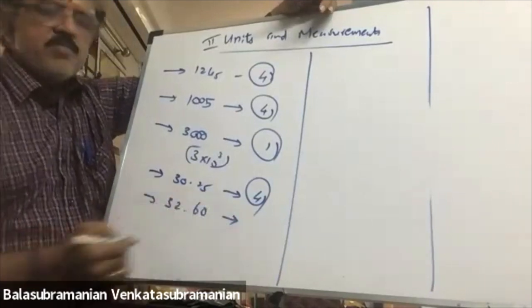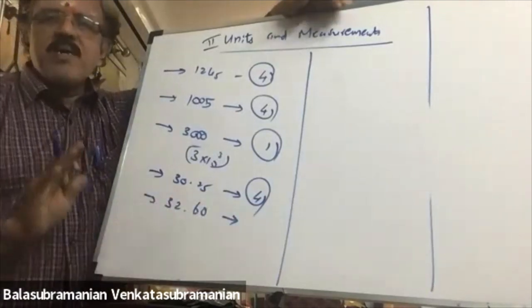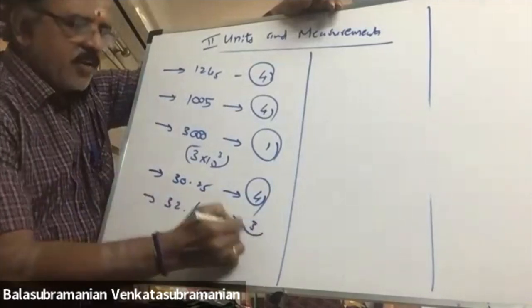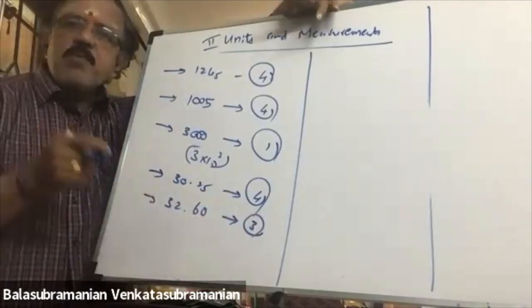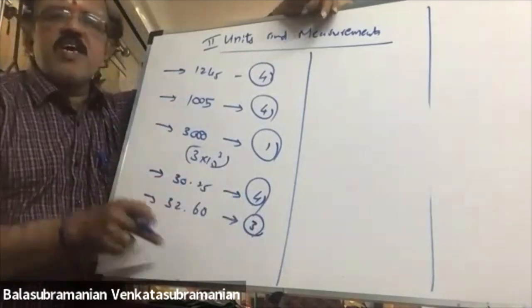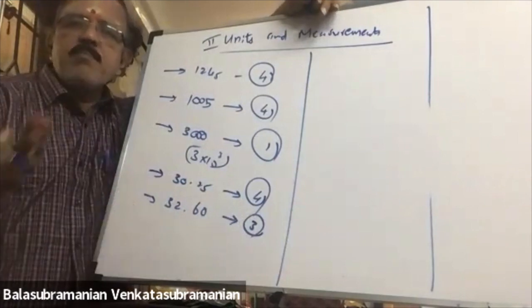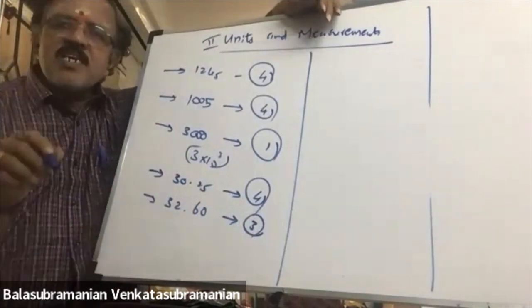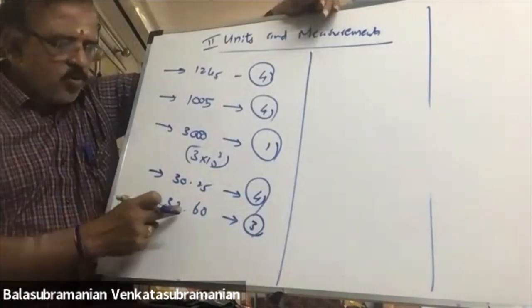32.60. This is the number. How many significant figures? 3? Suppose this is a measured value, means the number of digits we have is 4. So 4. Sir, measured value means what is the meaning? Measured value means 1, 2, 3, 4.